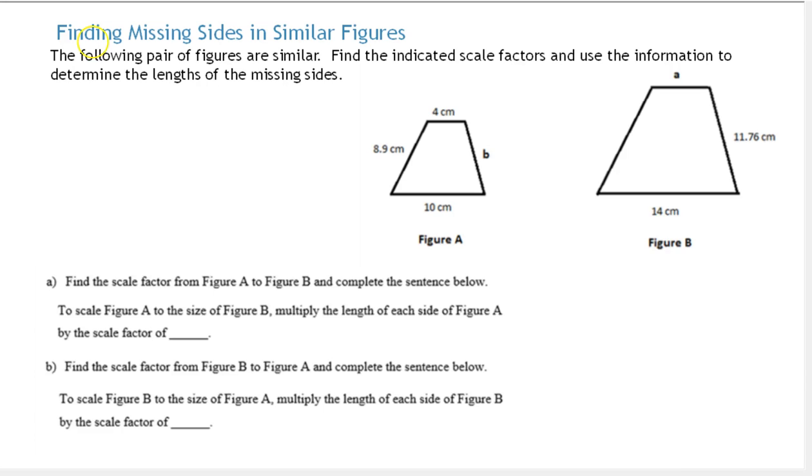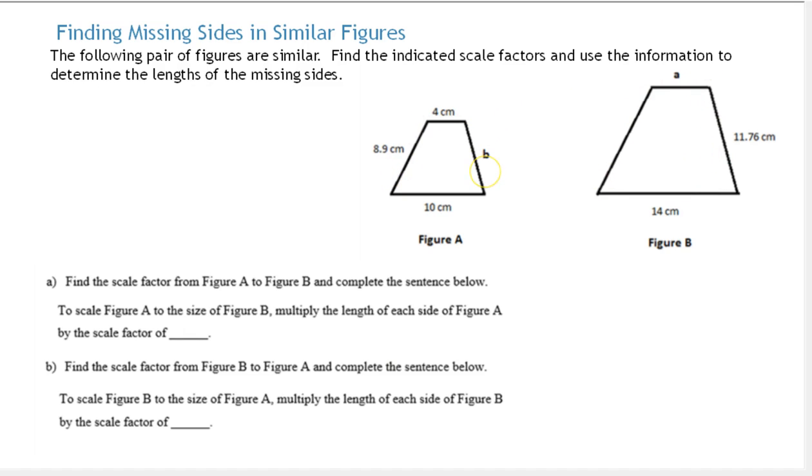In this video, we're going to find missing sides in similar figures. The following pairs of figures are similar. Find the indicated scale factor and use this information to determine the lengths of the missing side. So here's figure A and figure B, and we're told that they're similar, and they're actually set up in the same orientation, so we could see this side corresponds to this one, this corresponds to this, etc.